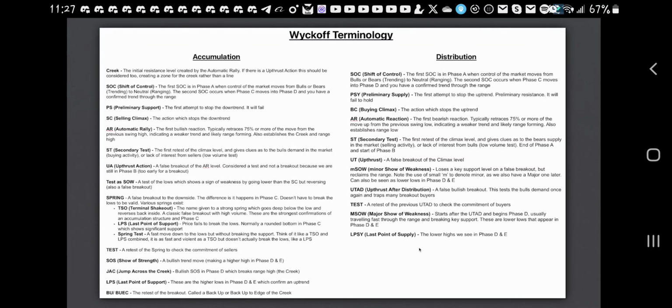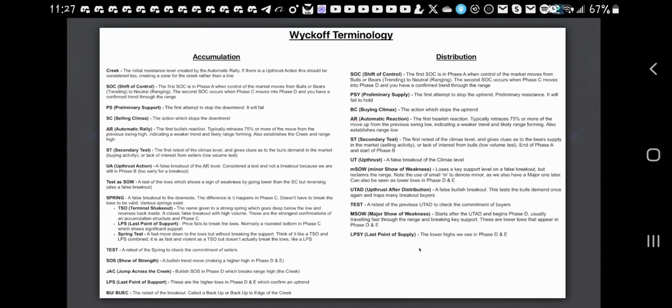You then have a test, and you can have multiple different tests. And the key thing to remember here is that in phase B, it's full of tests. You test the range low, you test the range high. Sometimes you go above. So sometimes you have false breakouts on the upside or the downside. Sometimes you don't. The main thing is you have many, many tests in phase B.